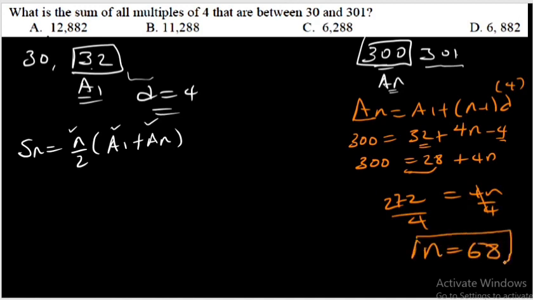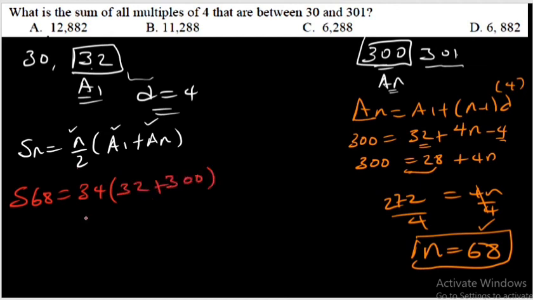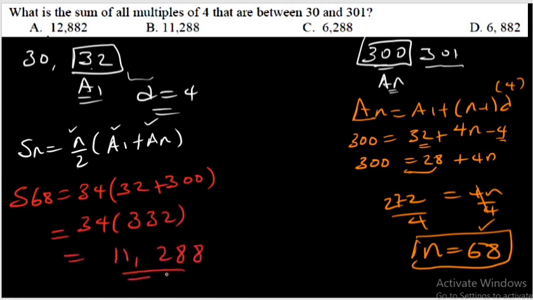So how many multiples of 4 are there between 30 and 301? 68 terms. So we are asked the sum of those 68 terms. Sum of 68 is equal to 68 over 2, that is 34, multiplied by the first term 32 plus the last term 300. So 34 multiplied by 332 gives 11,288. You'll get this answer. So the answer will be B.